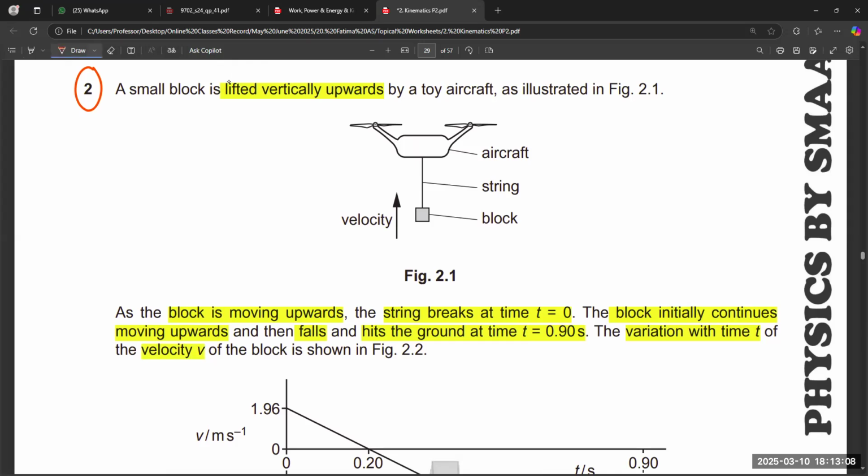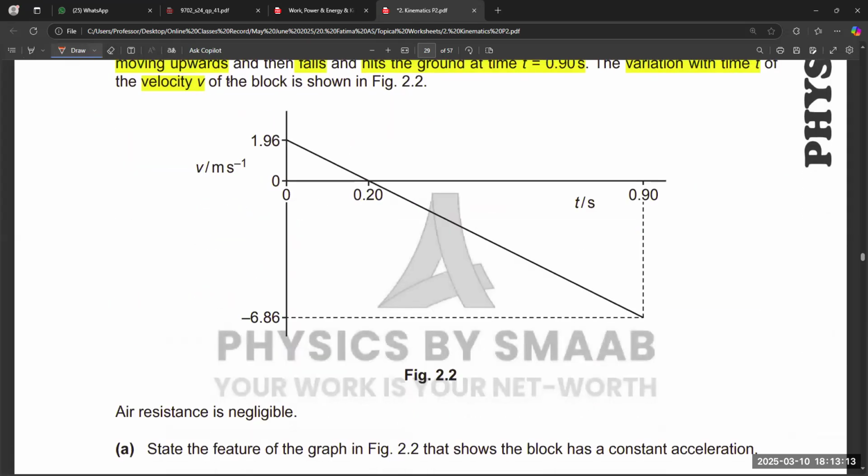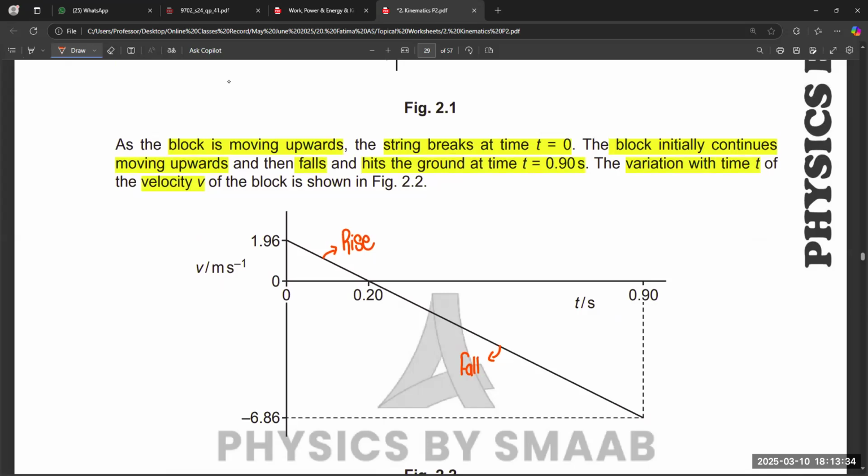So in figure 2.2, the velocity time graph is given. Initially velocity is decreasing because it reaches the maximum height and then it starts to fall. So this part of the graph represents the rise and this represents the fall. Because in the question it is mentioned the block initially continues moving upward and then falls. So when the string breaks, it continues to move upward and then starts to fall.